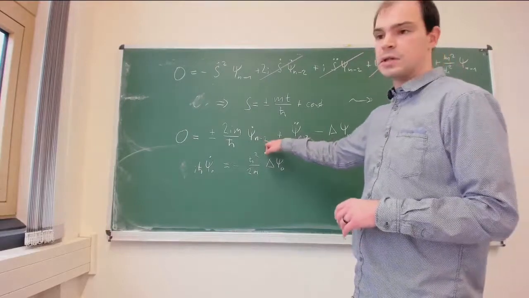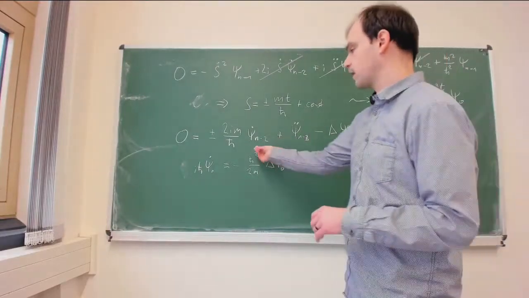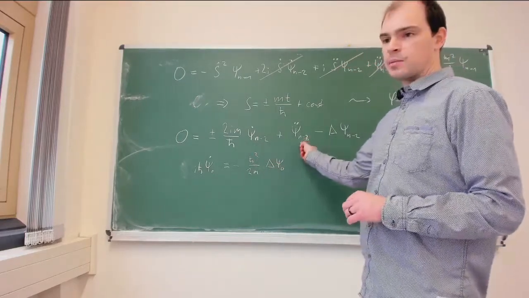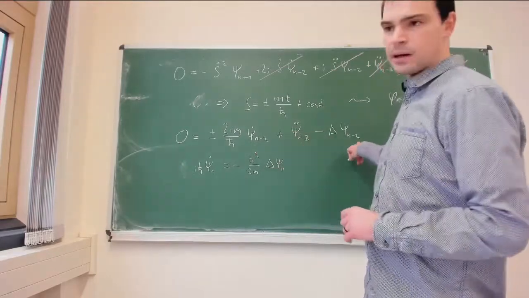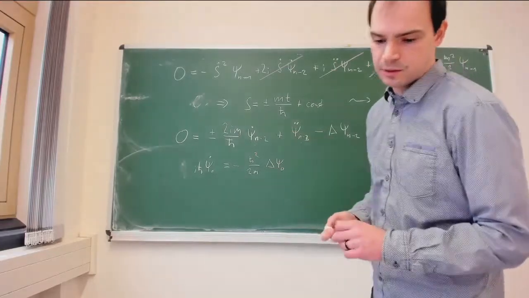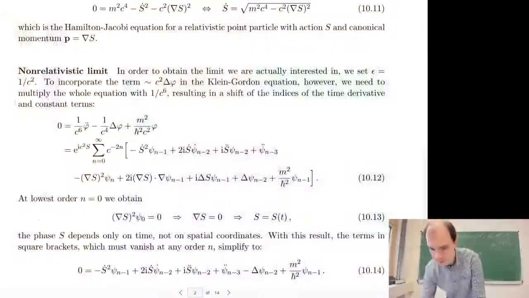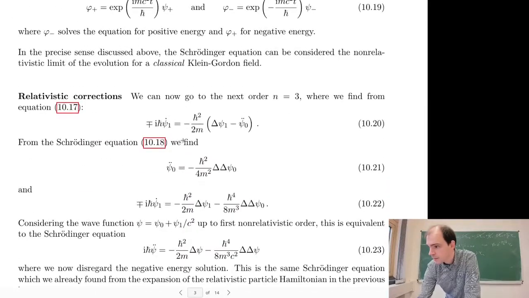Okay, and now that we have this, we can also look at the next order. We can go to order n equals 3, and then we find a psi 1 dot that depends on the second time derivative of the 0th order solution. But apart from that, it satisfies the Schrödinger equation. So we can cast this into an equation, and let me show this to you in the script. So we can now do the following. We can write this equation now at the order n equals 3.